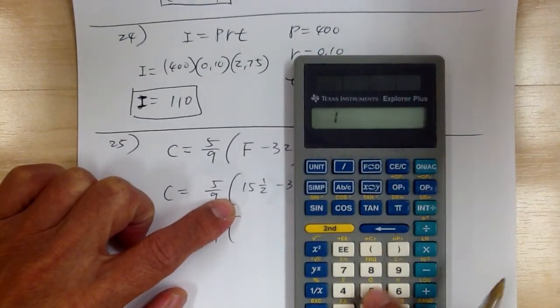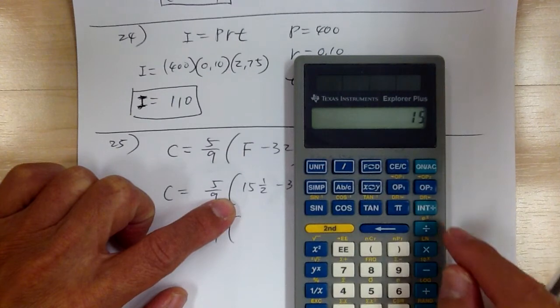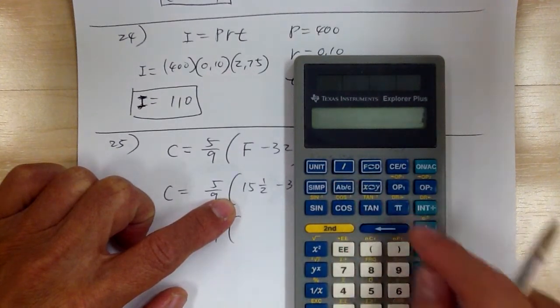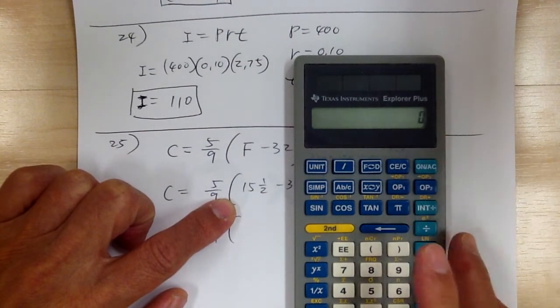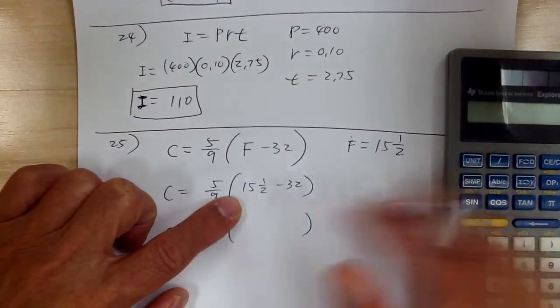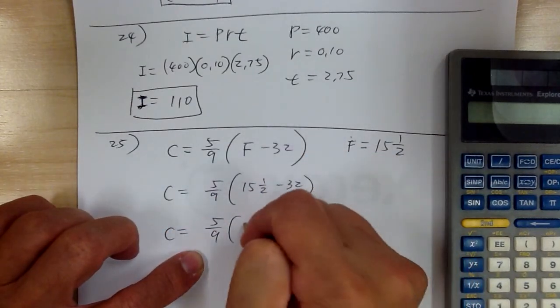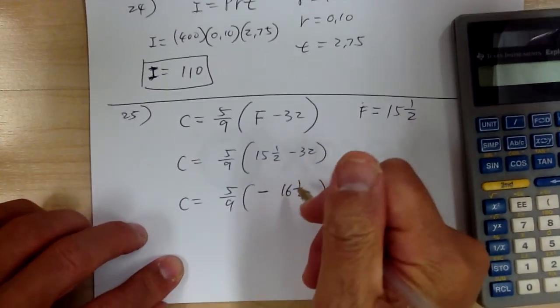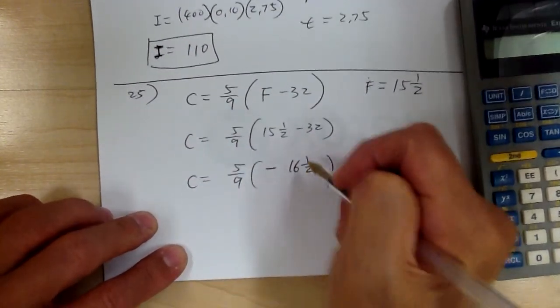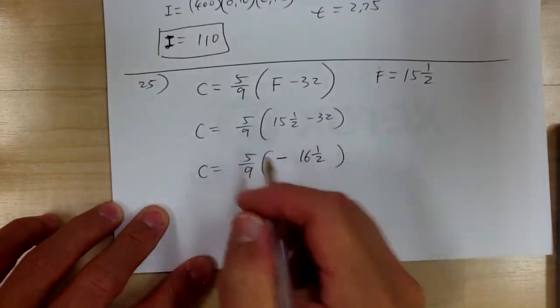Okay, so 15 and 1/2 minus, this is kind of weird, okay. You're just going to subtract. So this one is going to give you negative 16.5. Or you can just use decimals, which is fine, but I'm just going to do it manually.